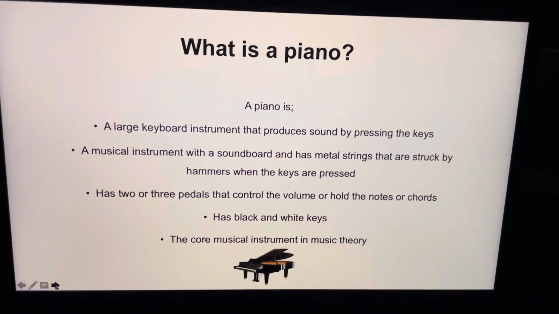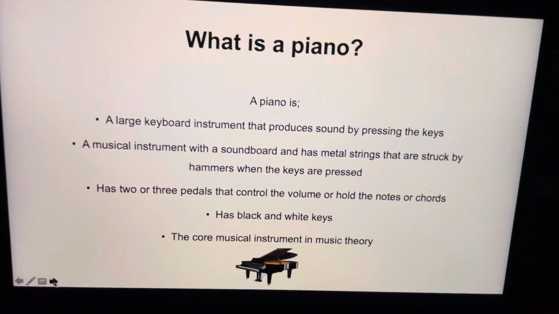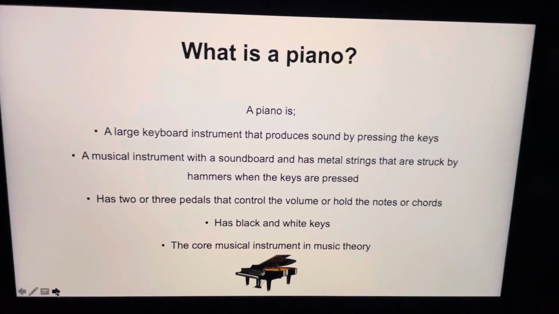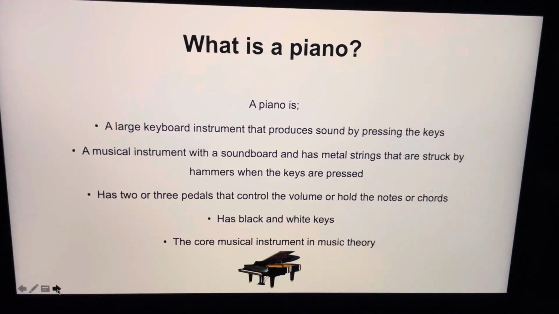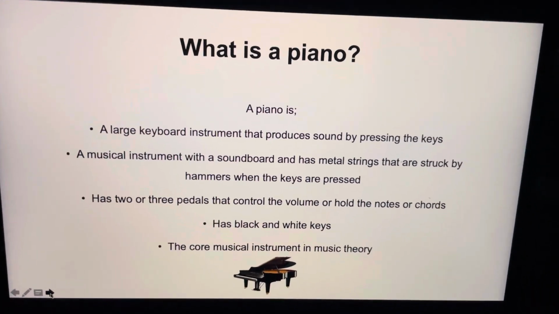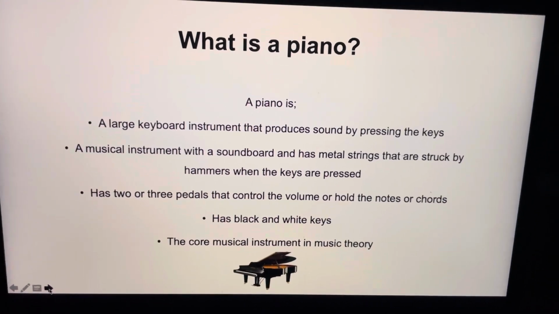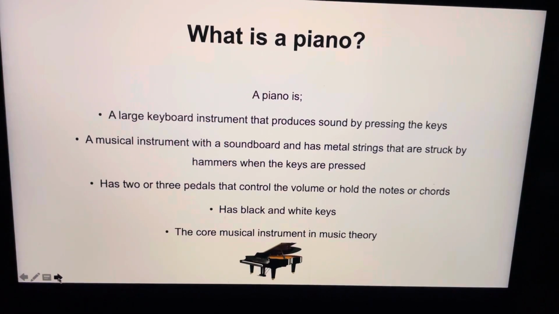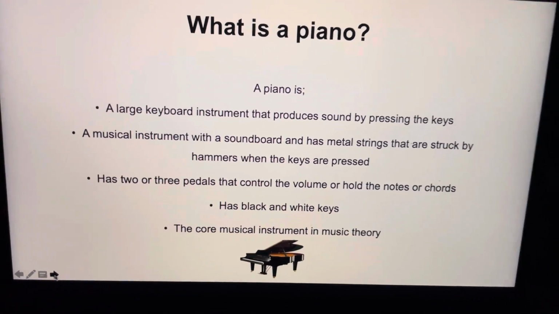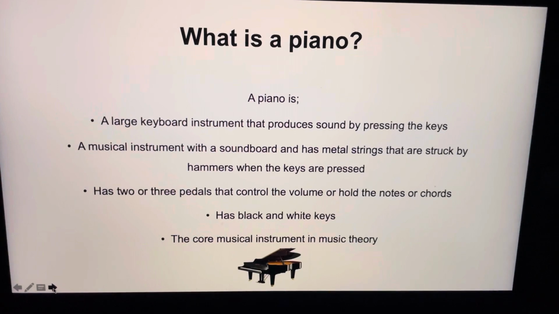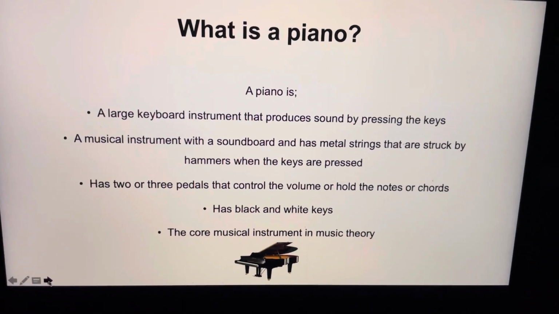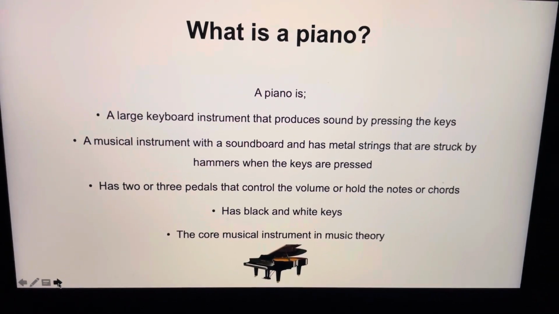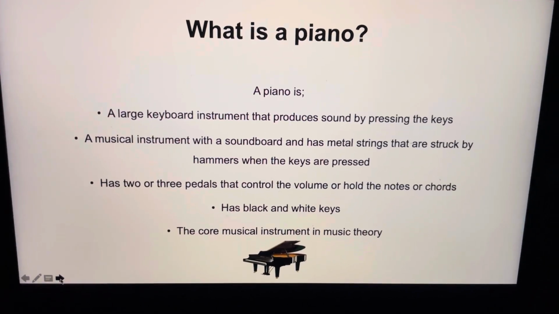The black keys indicate the accidentals, which are the sharp and flat notes or keys, whereas the white keys indicate the natural notes, which are of course the basic C major scale, or the A minor relative scale, in other words. The piano has been the core musical instrument in music theory because it's been widely used for accompaniments or as a solo instrument.